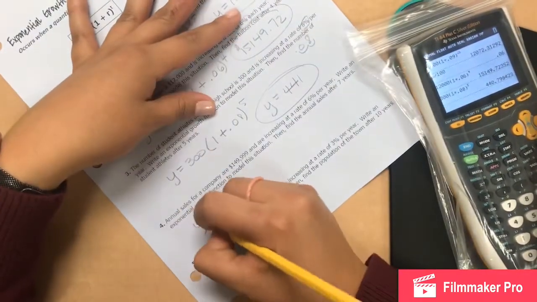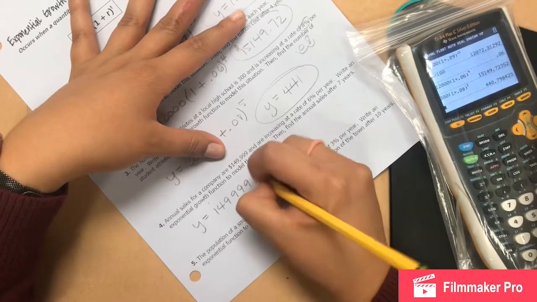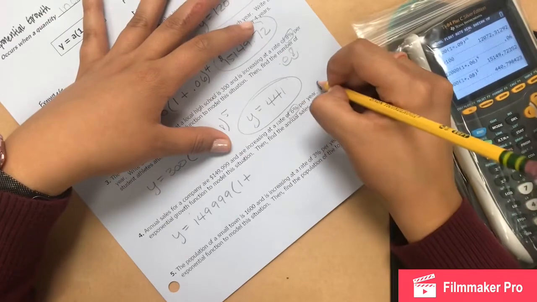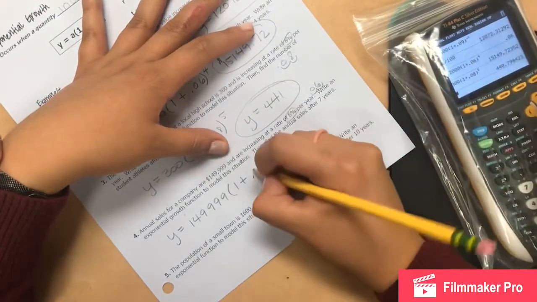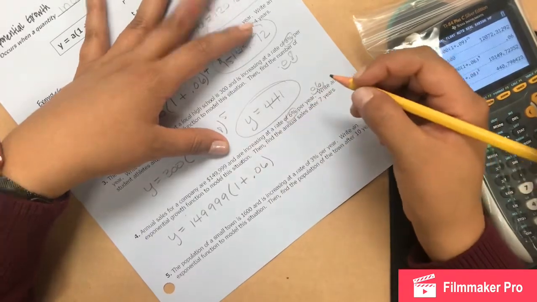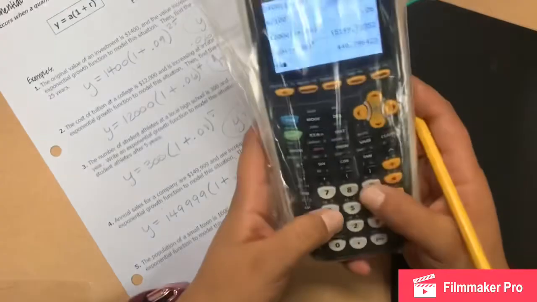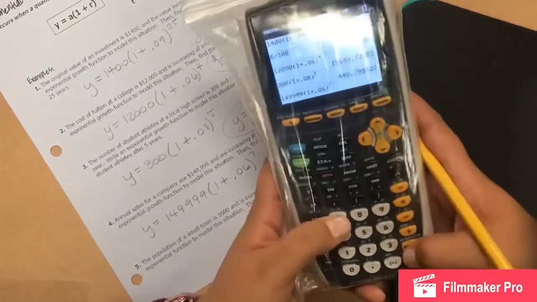Okay, so my original amount was this big amount, $149,999, parentheses 1 plus my 6%, 2 decimal places to the left, or 6 divided by 100 is 0.06, and then raised to the power of 7 years. So 14999, parentheses 1 plus 0.06 raised to the power of 7.